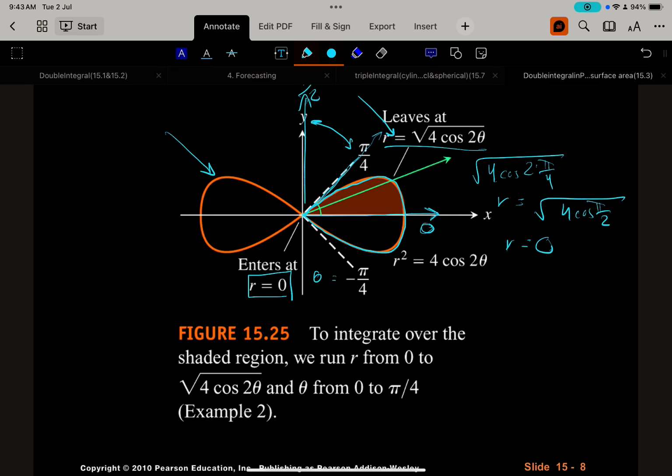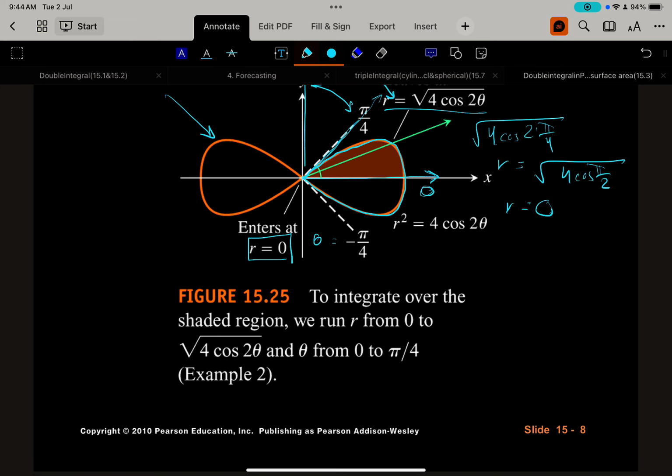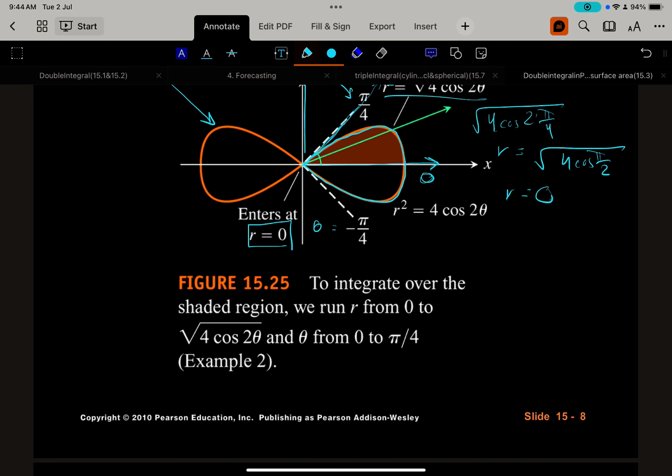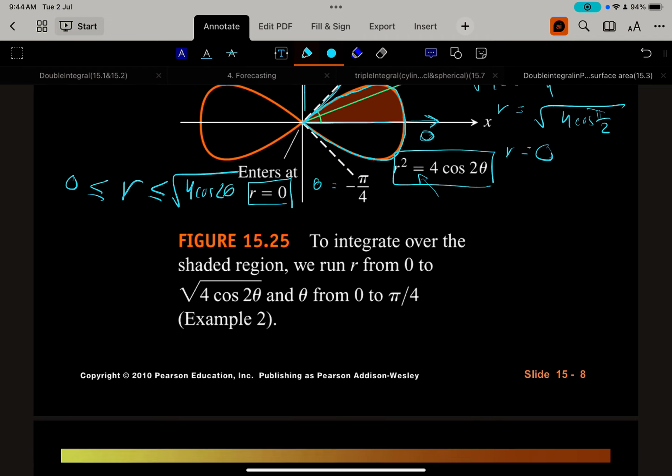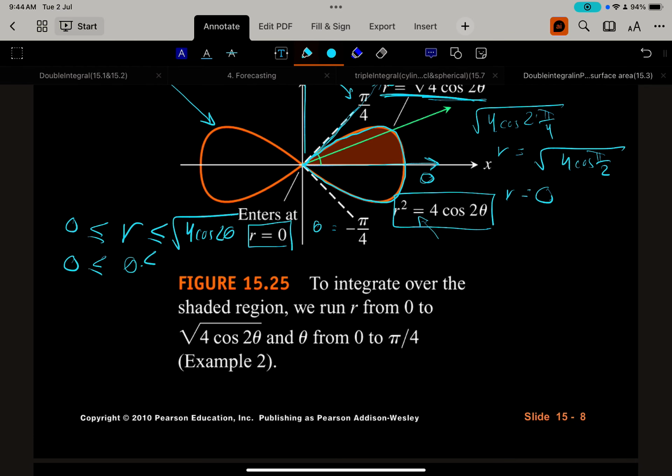We need to make sure also that the bounds are positive and are defined in our region. And that's basically our bounds. So r is bigger than or equal to 0, smaller than or equal to the square root of 4 cosine of 2 theta. Anyways, we stop at the last bit in which we can stop, and we try not to extend. And theta is bigger than or equal to 0, smaller than or equal to pi over 4.